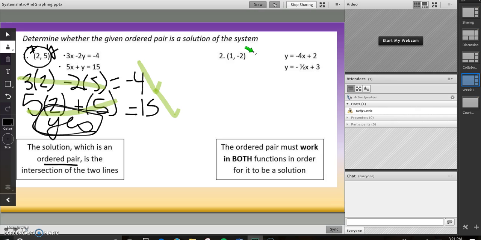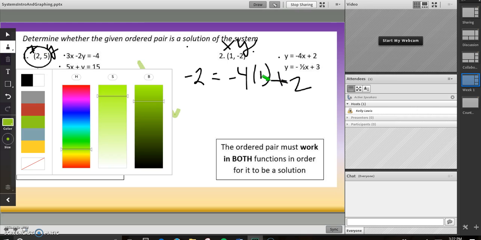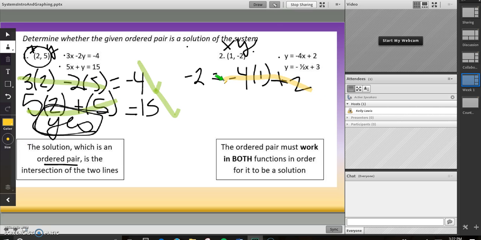All right, let's try this one. This is the x, that's the y. So y equals, it's going to be -2 equals -4 times x plus 2. I'm going to stick it in my calculator, with the parentheses and everything: -4, parentheses 1, parentheses plus 2, or you can do it by hand, and we do get -2. Now let's do the second one. y, so -2 equals -1 half times x plus 3.